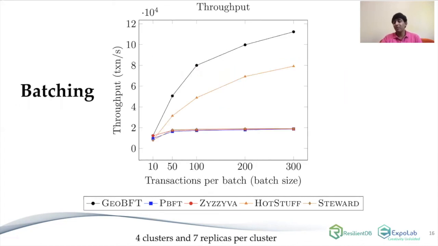Similarly, we employed batching. We wanted to see whether batching helps these other protocols, and we saw that that is not the case. GeoBFT still performs much better than other protocols. So why is this the case? Other protocols are sort of centralized because their primary is bandwidth saturated, while GeoBFT allows inter-cluster communication and intra-cluster communication, which helps it optimize the performance.